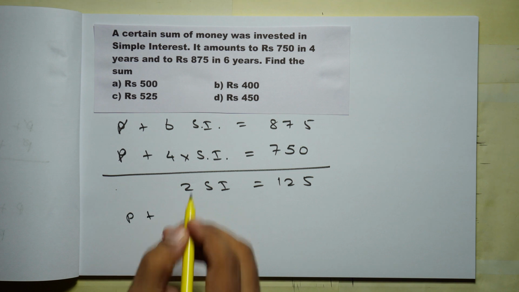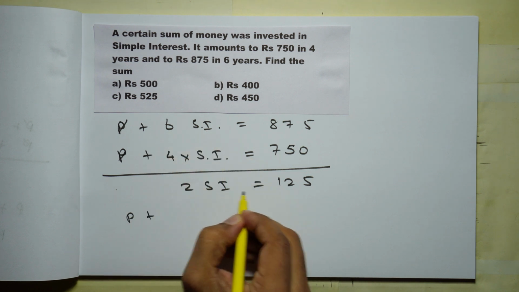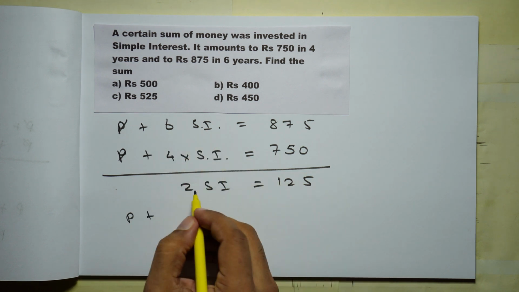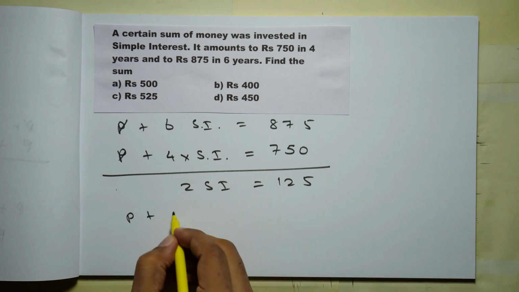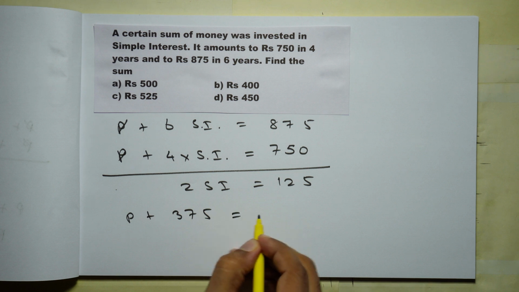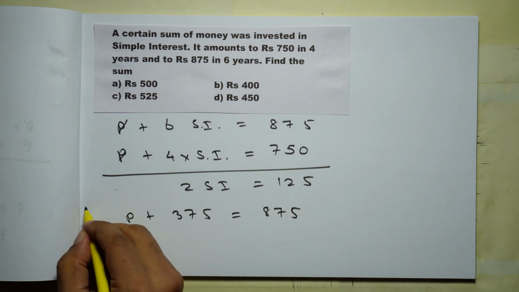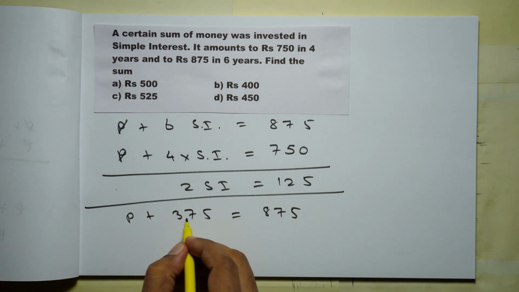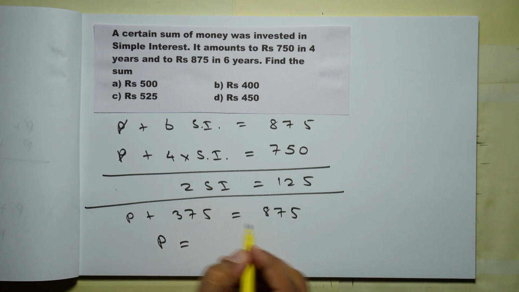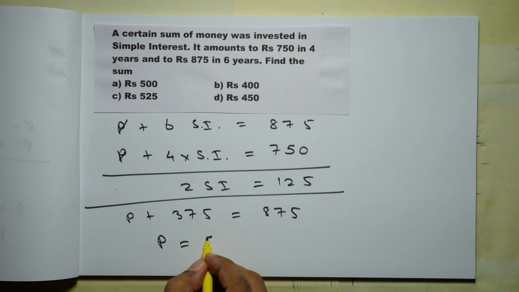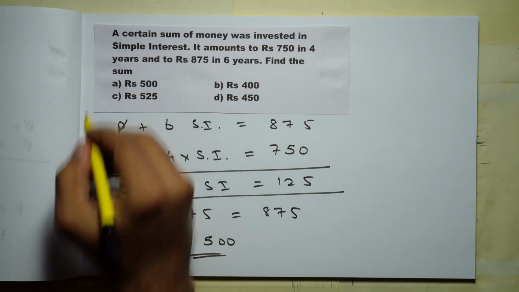Now we'll just substitute this value here. So P plus 6 SI. 2 SI is equal to 125. So 6 SI will be 3 times. 3 times 125 is 375. That is equal to 875. So P plus 375 is 875, or P or the principal will be 875 minus 375, that is rupees 500. So principal, that is sum is equal to rupees 500, option A.